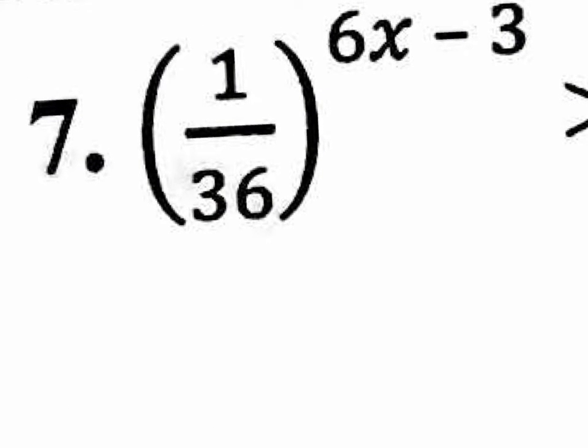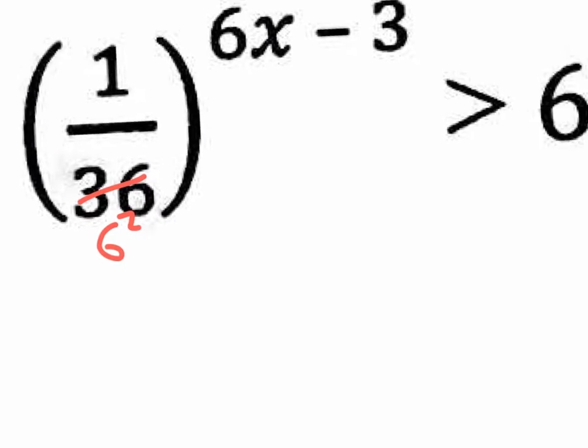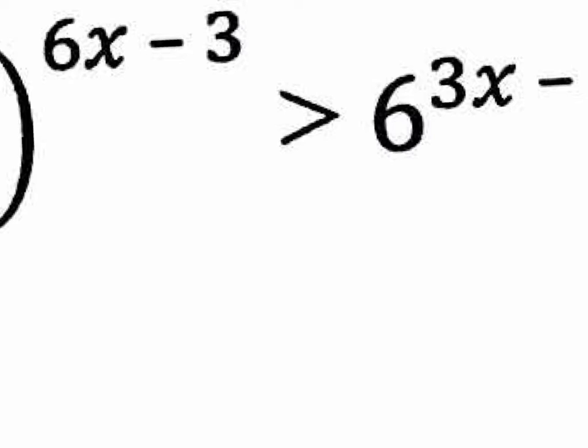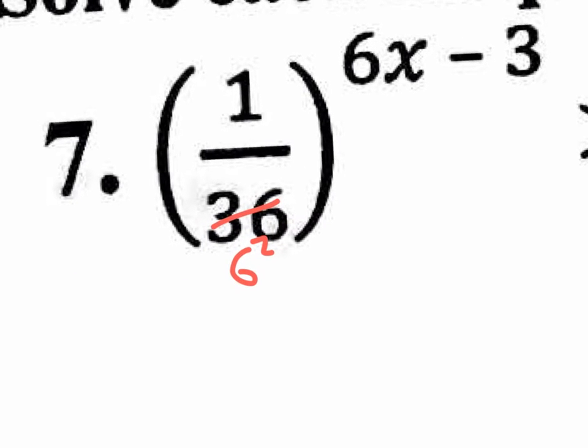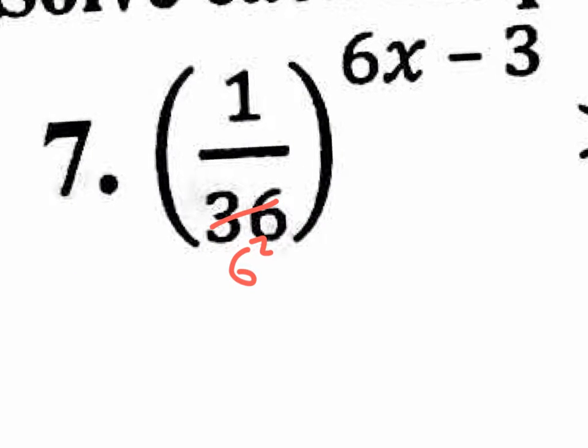The 36 could be changed to 6 squared, right? But this entire base is still a fraction. And you don't want it to be a fraction because after all, this base over here is 6. Okay? So what you want to do is get rid of the fraction. It would be nice if this 6 squared were up there.